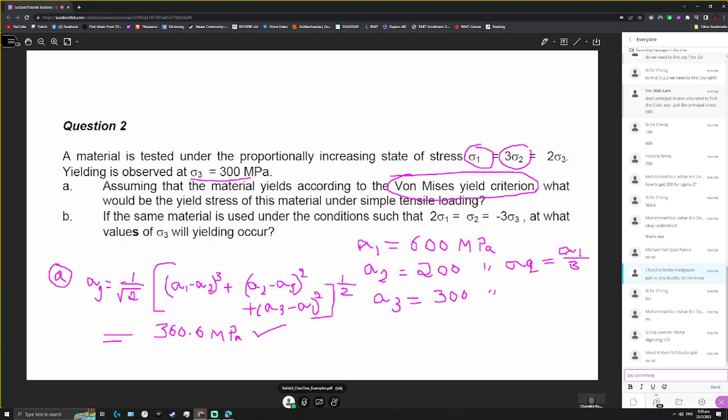Okay. So let us now focus on part B. The question says, if the same material is used under the conditions that 2 sigma 1 is equal to sigma 2 is equal to negative 3 sigma 3, at what value of sigma 3 will yielding occur? So we need to find out sigma 3. We use the same equation, the von Mises yield criterion, and we take sigma y as 360.6 megapascals. So we write 360.6 megapascals equals 1 over square root of 2.